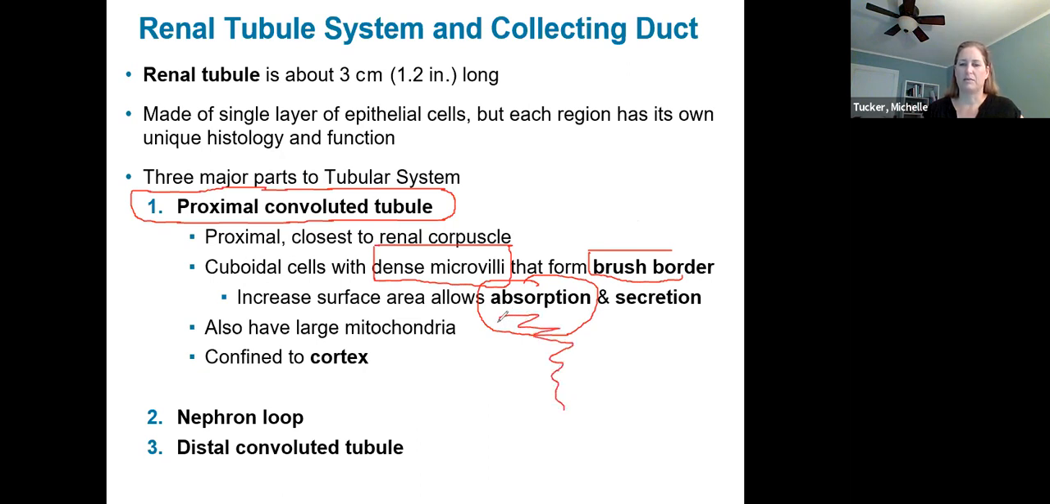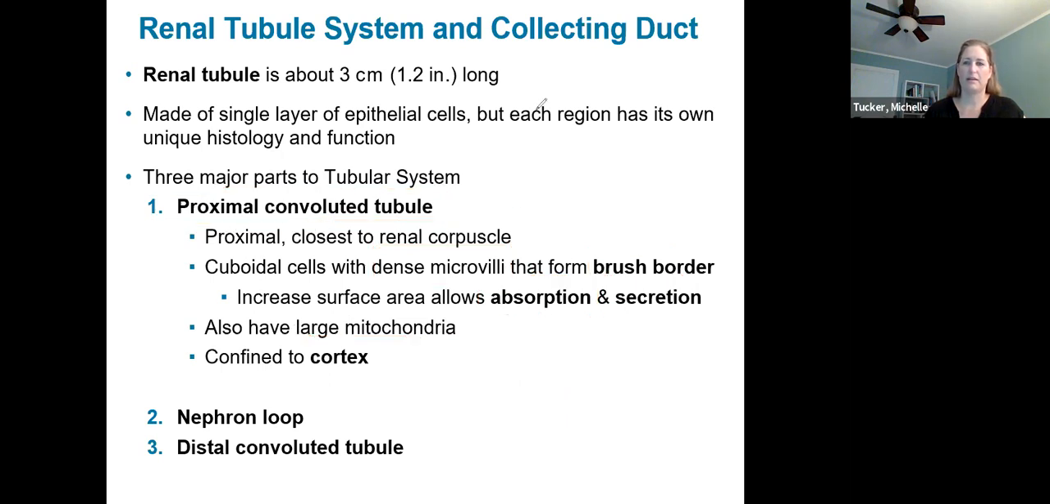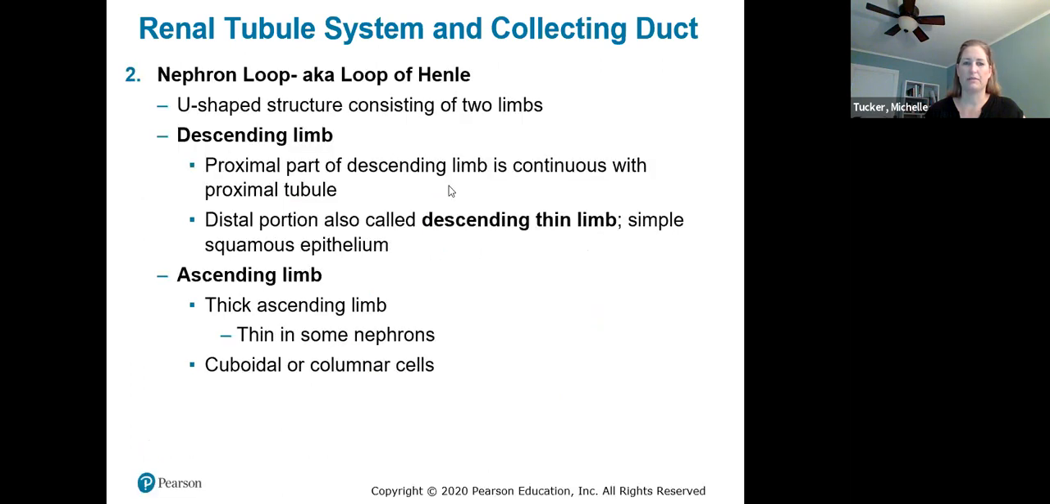If we didn't have a proximal convoluted tubule, we would be unable to maintain the fluid in our body. So proximal convoluted tubule, really, really important. They do also have large mitochondria, and that's because some of this reabsorption is through active transport. So we do need ATP being produced to transport some of the substances back. Okay, from that proximal convoluted tubule, then we go into the nephron loop.